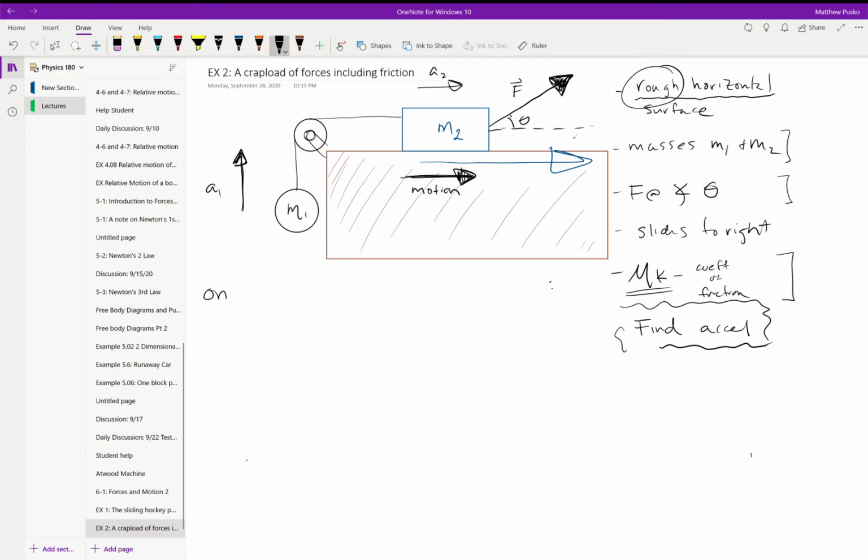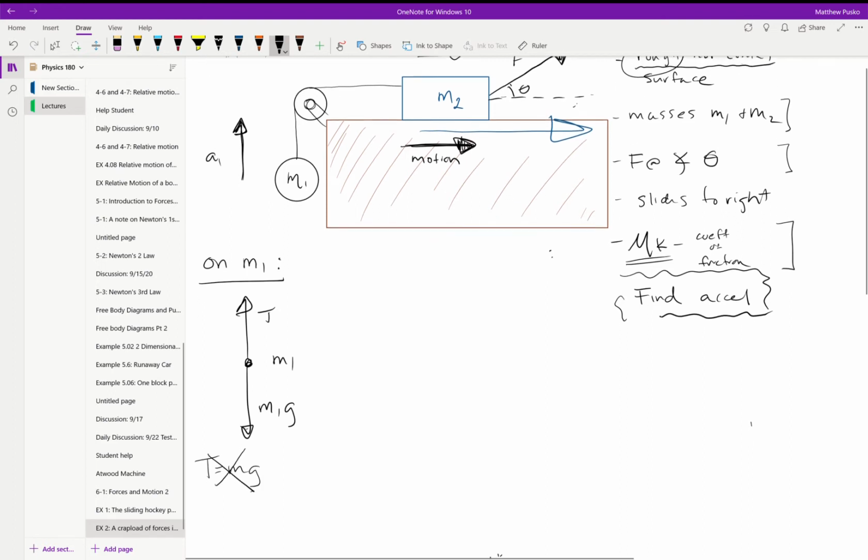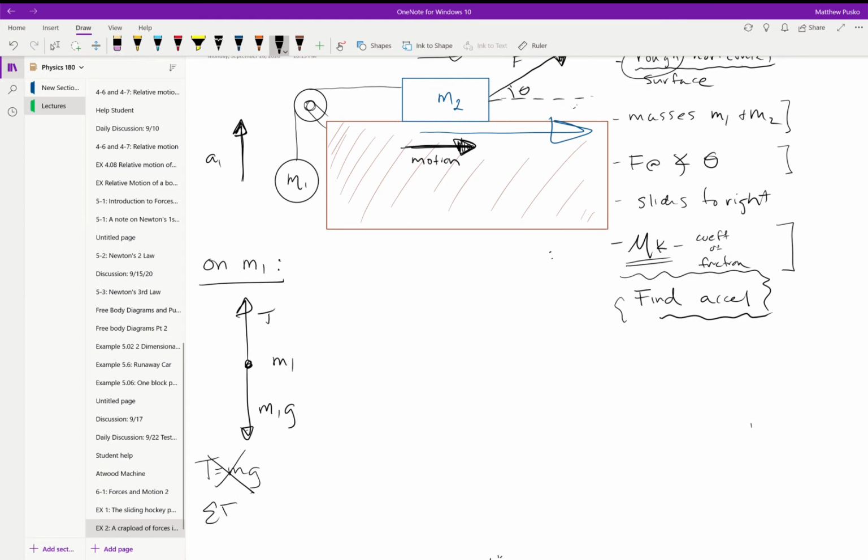Free body diagram on M1. Well, if here's M1, we're going to have M1G going down and some tension going up. Now I beg of you, do not say that tension is equal to mass times gravity. That is absolutely wrong. Let's go ahead and sum the forces on this, and I'll show you what it's equal to.